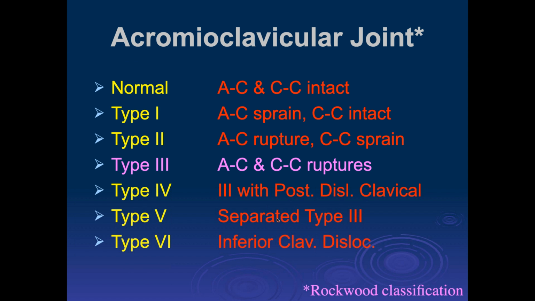Now 3, we get ruptures of both. So the key point with the 3 is you have CC ligament tears. Now in the past, the big division was between type 2 and 3, where types 1 and 2 were treated conservatively and most types 3 were operated on. Now most types 3s are also not operated on, but some of them are. So now the differentiation is primarily between 3 and 4, 5, and 6.